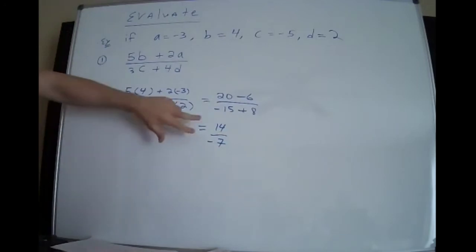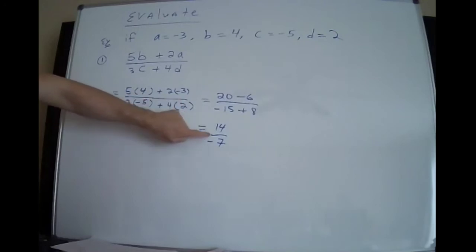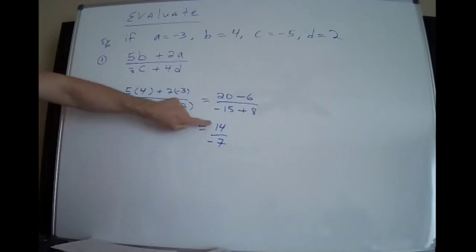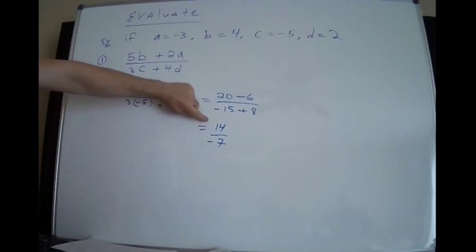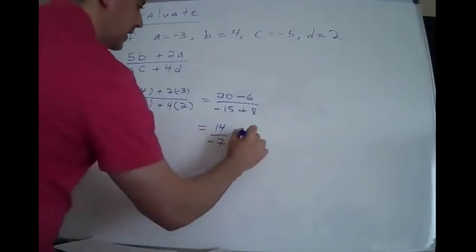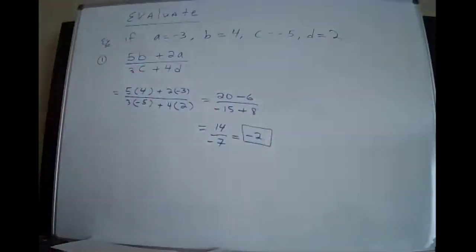Whew. Now, lucky for you, I designed these. 14 is divisible by 7. 14 divided by 7 is 2. But the signs are different, right? I have a positive and I have a negative. How do you know it's a positive? There's no sign there. When there's no sign, it's a plus. 14 divided by -7 is -2. All right, so that's the first one that I want to work.